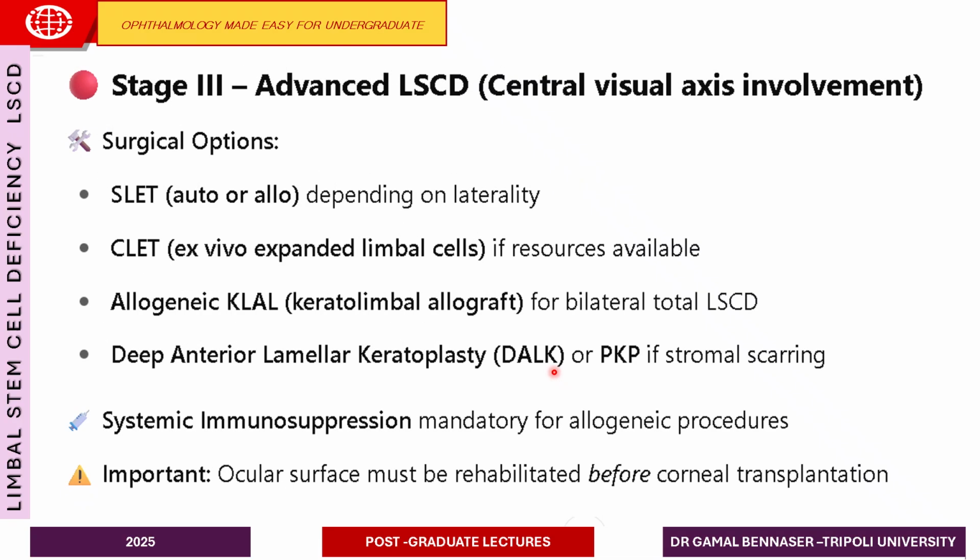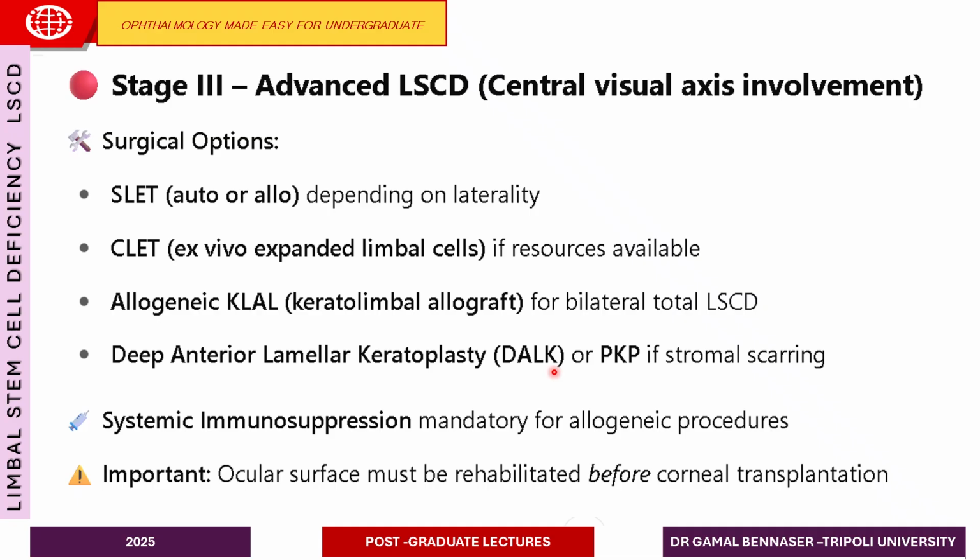Now, for stage 3, we have 2 stages. We have stage 3 advanced stage, and we have stage 3 terminal or very late stage. Of course, as the name implies, stage 3 means there is much more involvement of the visual area and the central 5 millimeter, and there will be advanced limbal stem cell involvement.